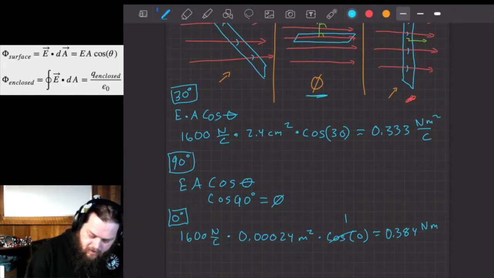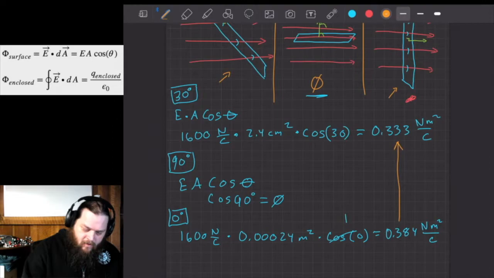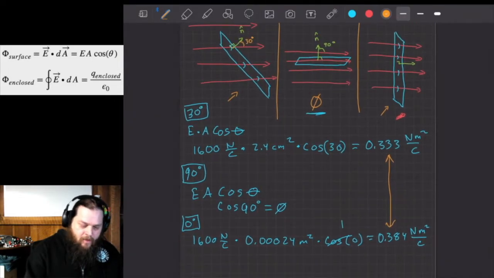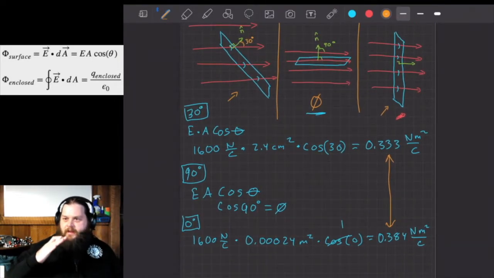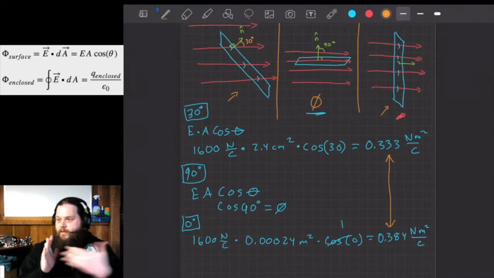Newton meters squared per coulomb. And if we compare these two answers here, we can see that by turning that surface 30 degrees, less of the electric field is penetrating through that surface. By having it perpendicular, we're getting more of that electric field to it.